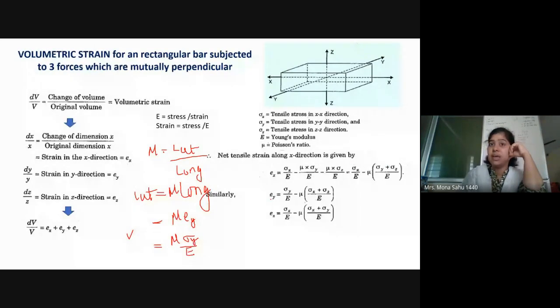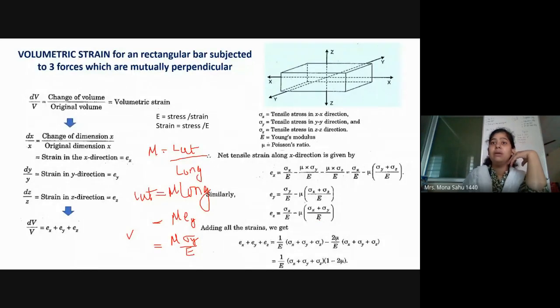Similarly, for Ey, sigma y by E minus mu, instead of y, it's going to be x. Instead of z, it's going to be z only. So leave y, the rest is z. Similarly, Ez is equal to sigma z by E minus mu, taking it common, sigma x plus sigma y by E. Clear? So now add these three, you will get this.